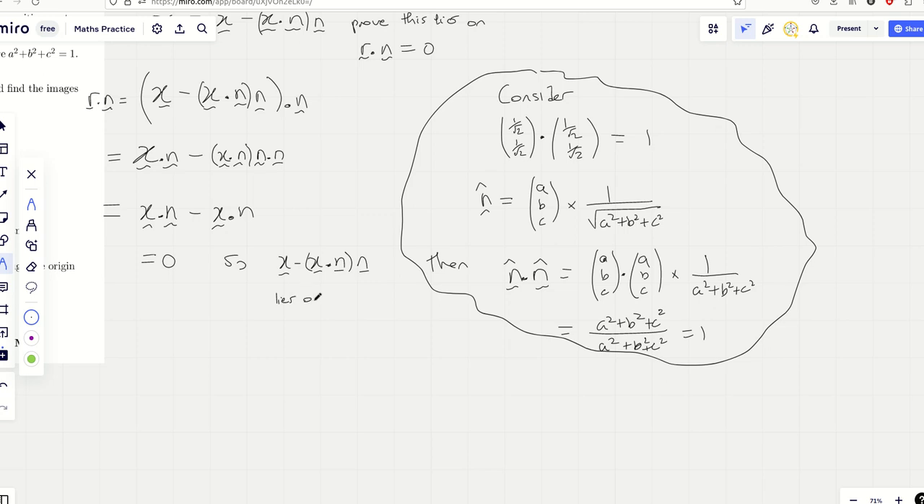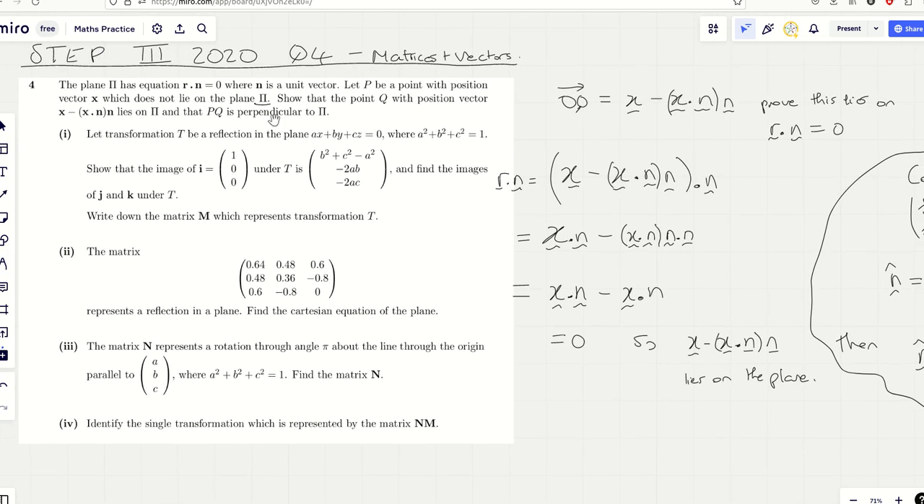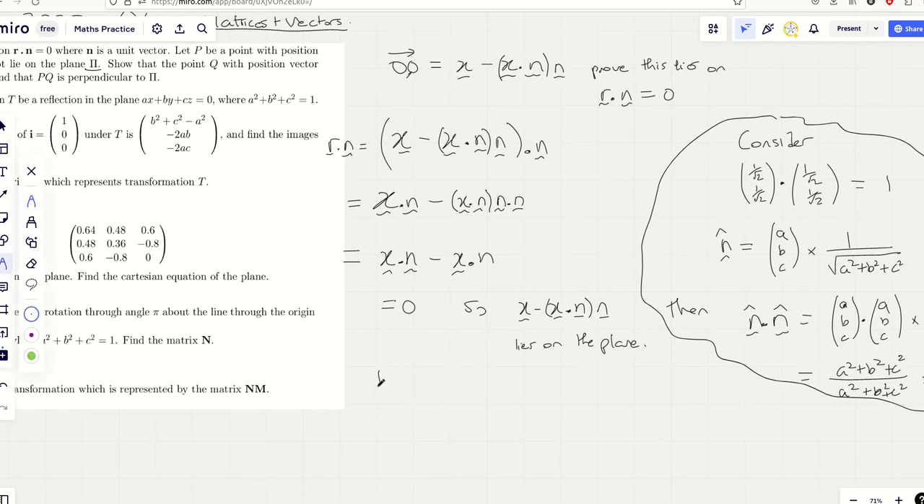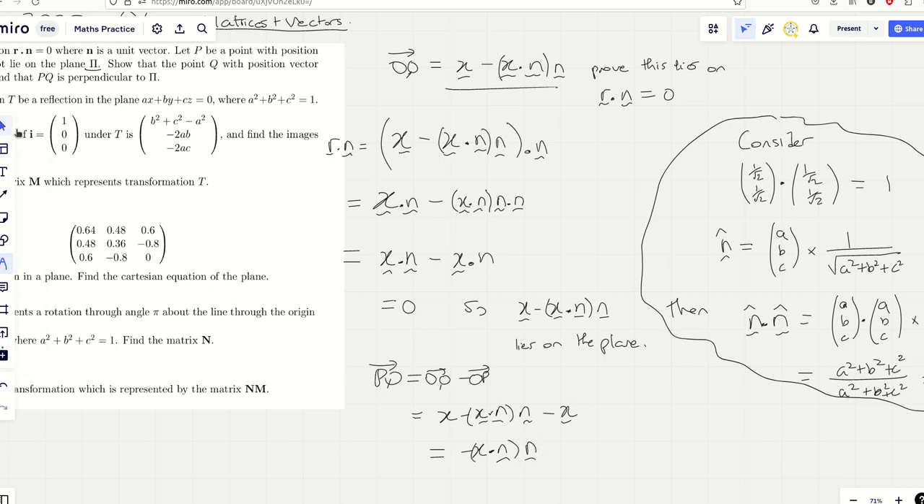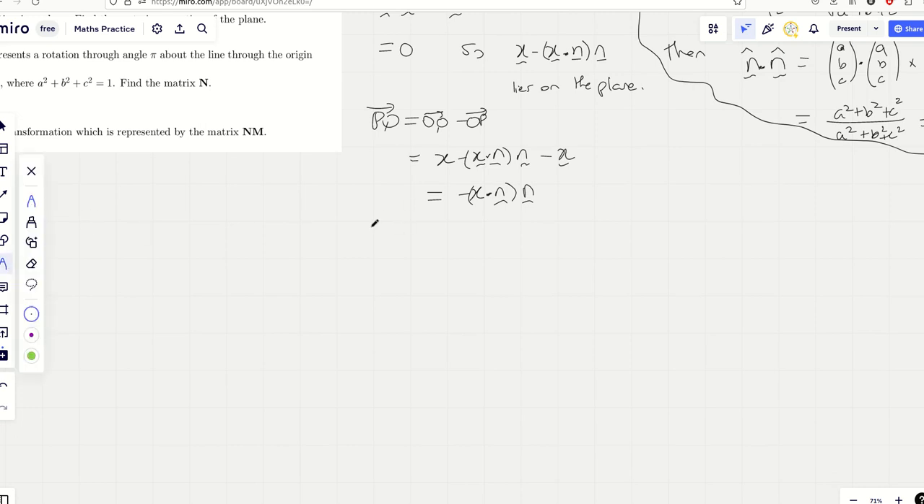Now to argue that PQ is perpendicular to the plane is a little bit easier. What is PQ? PQ is OQ minus OP. Now OQ is simply this, and P is x. So you've got x minus (x dot n) multiplied by n, minus x, that equals minus (x dotted with n) multiplied by n, and that is a scalar multiple of the normal vector of the plane.